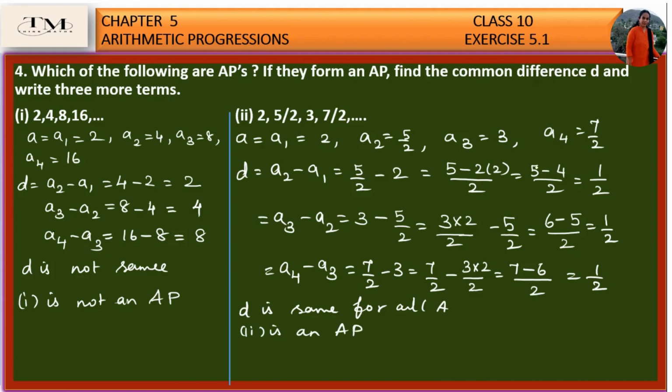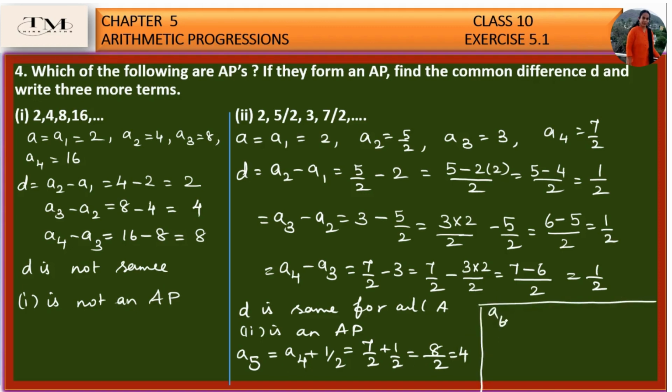They gave up to 4 terms. We have to find A5, A6, A7. So A5 is nothing but you have to add D to the previous term. The previous term is A4. You have to add D, so D is 1 by 2. What is A4? A4 is 7 by 2 plus 1 by 2. So here it is 2, 7 plus 1, 8, which is equal to 4. So A5 equals 4.